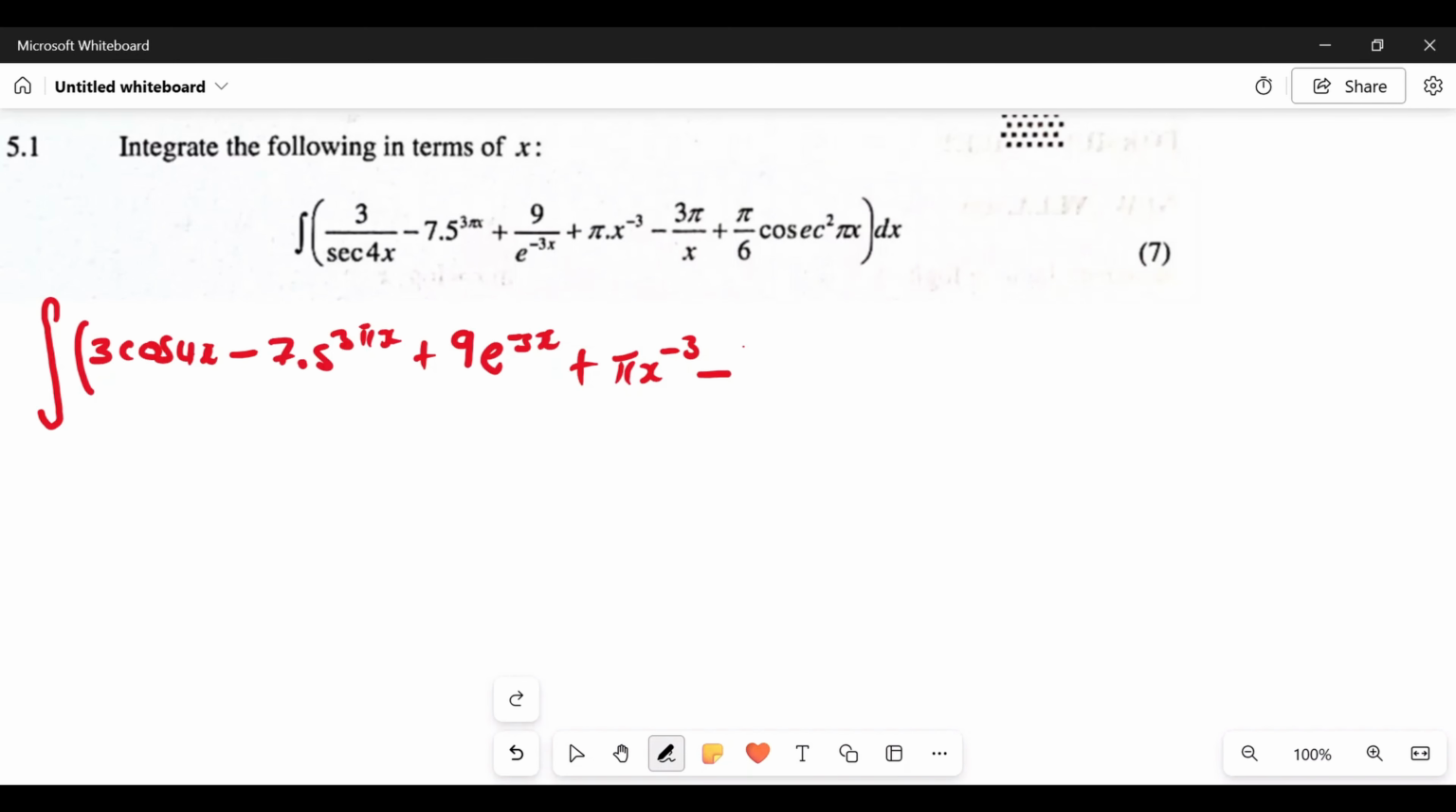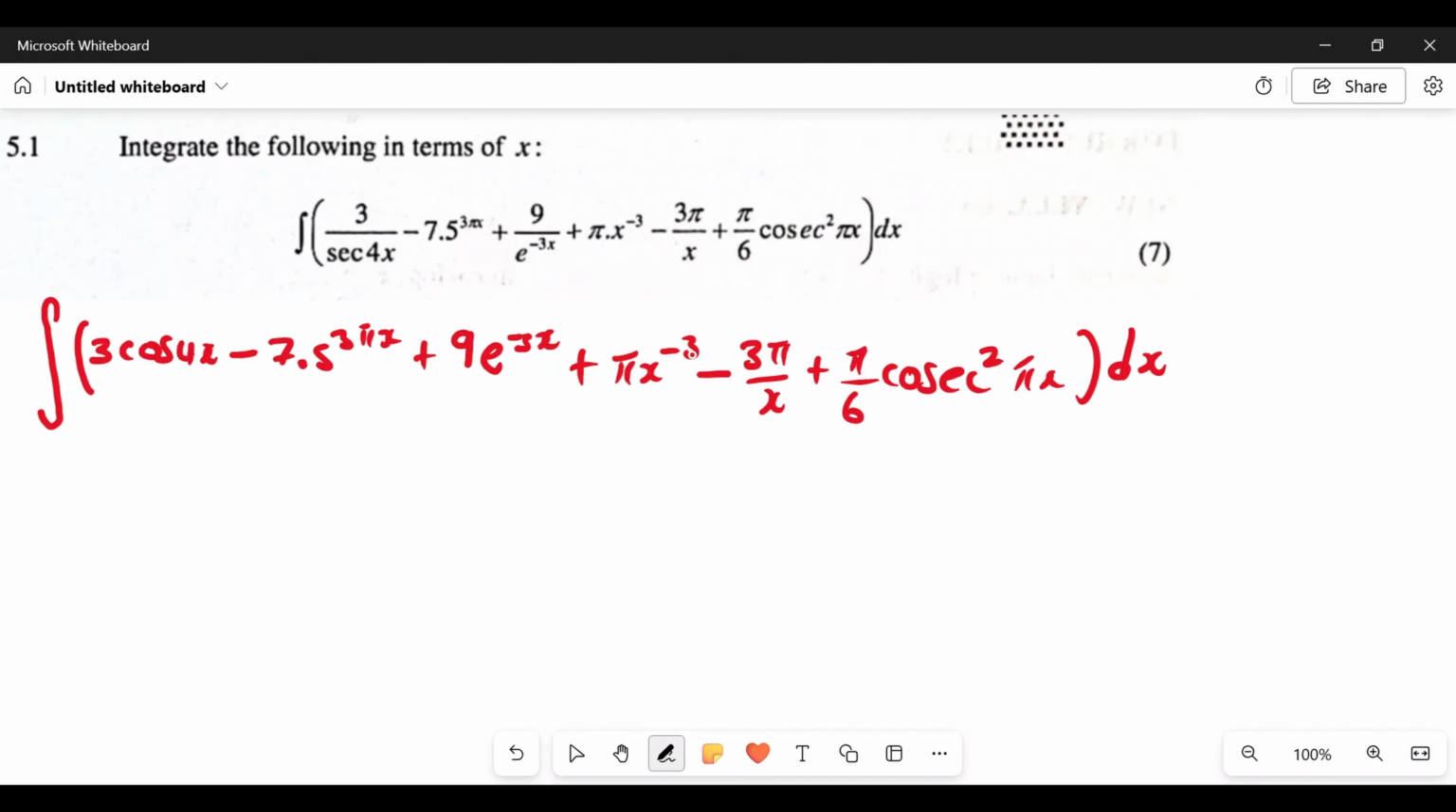Minus, when we look at this fifth term, we don't need to simplify it. We have 3 pi over x. We can integrate this one as well. Last but not least, we have pi over 6 multiplied by cos x squared pi x. This one also doesn't need to be simplified, so we're going to write it as it is, guys. There we go. Right, dx. Let us not forget that we have dx there. Guys, when you simplify, make sure that the sigma and dx appear in your simplification.